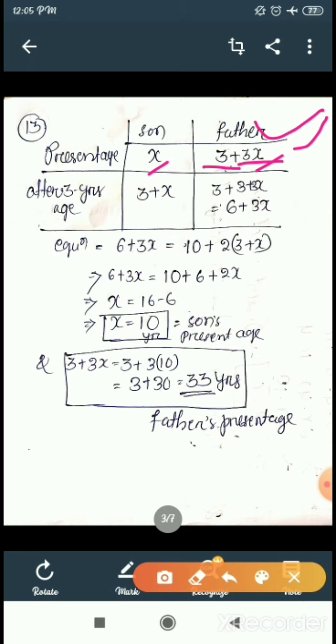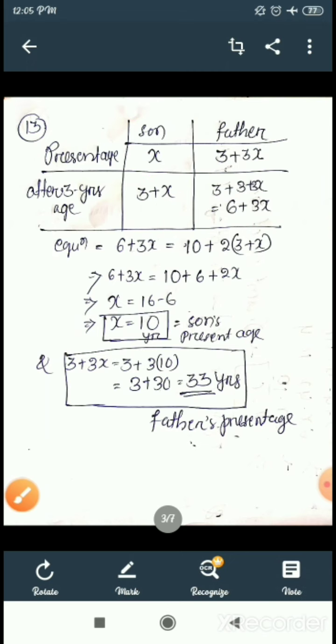Okay. And now see 3 years hence. Up to this much you write down in your chart. 3 years hence means 3 years after. What will be the son's age? 3 plus x. And father's age will be 3 plus 3x plus 3, that is 6 plus 3x. Okay.